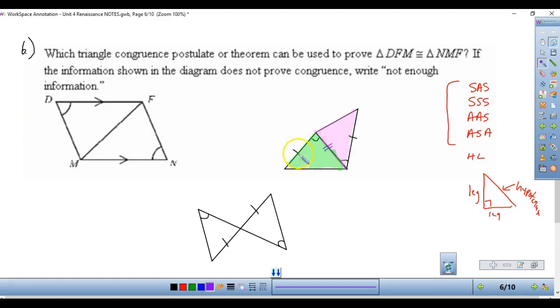So what we do have here is side, an angle in between them, and another side. So side, angle, side. So that one would be side, angle, side.